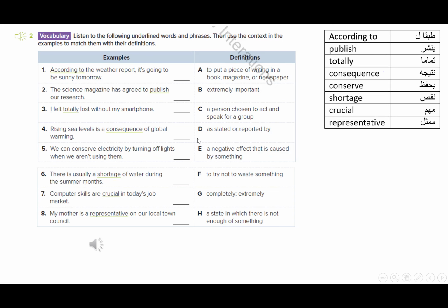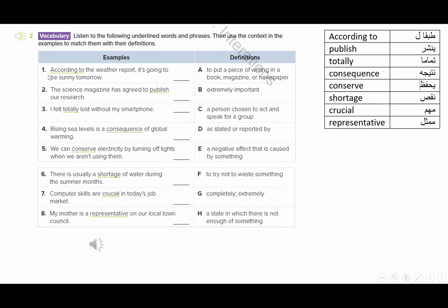D, as stated or reported by. E, a negative effect that is caused by something. F, to try not to waste something. G, completely or extremely. H, a state in which there is not enough of something. You can stop the video for 2 minutes until you think how to match the examples or the underlined words with the definitions. Then you come back.